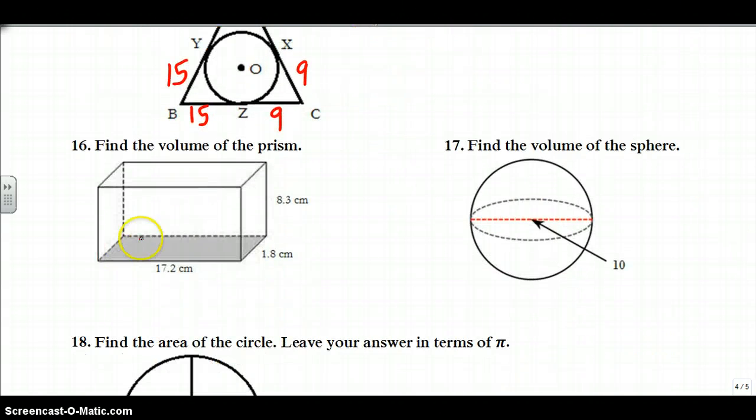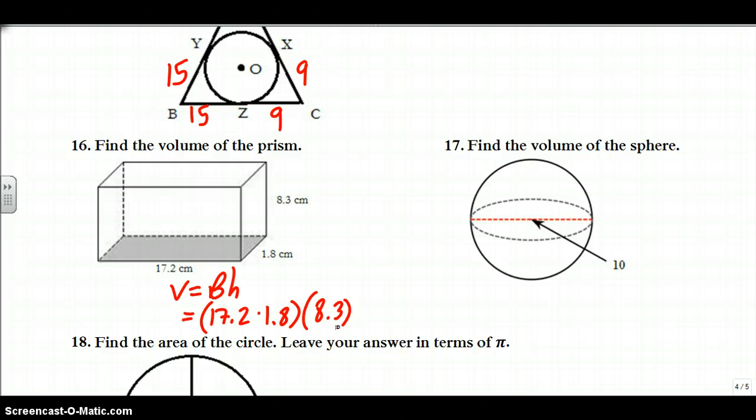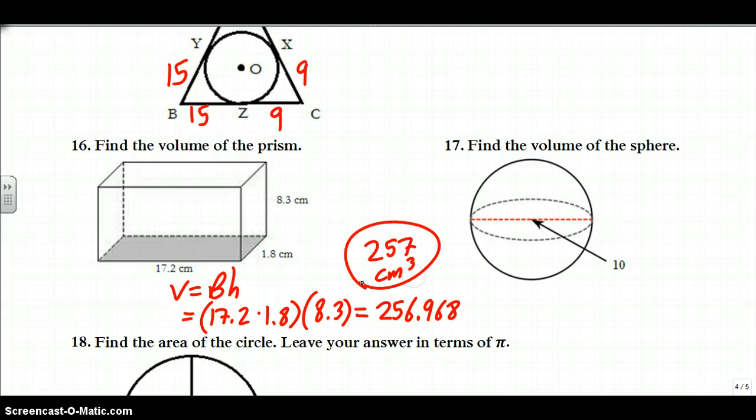Find the volume of this prism. Notice this one is shaded, so that's perfect. Volume of a prism is area of the base times the height. So my area of my base is 17.2 times 1.8. And then I multiply by the height of the prism, which is 8.3. So basically I'm just going to multiply those three numbers together and get my answer of 256.968. So they may round that to 257 cubic centimeters, okay?